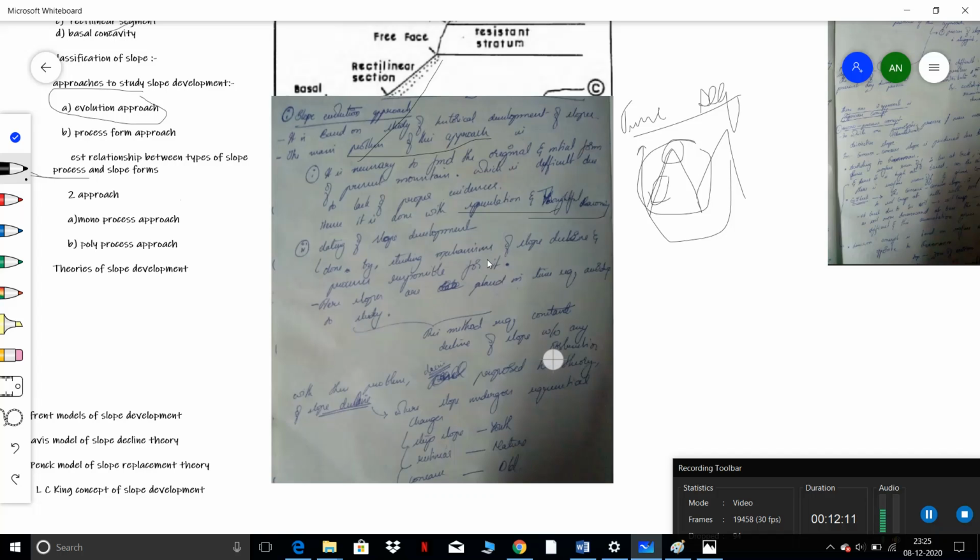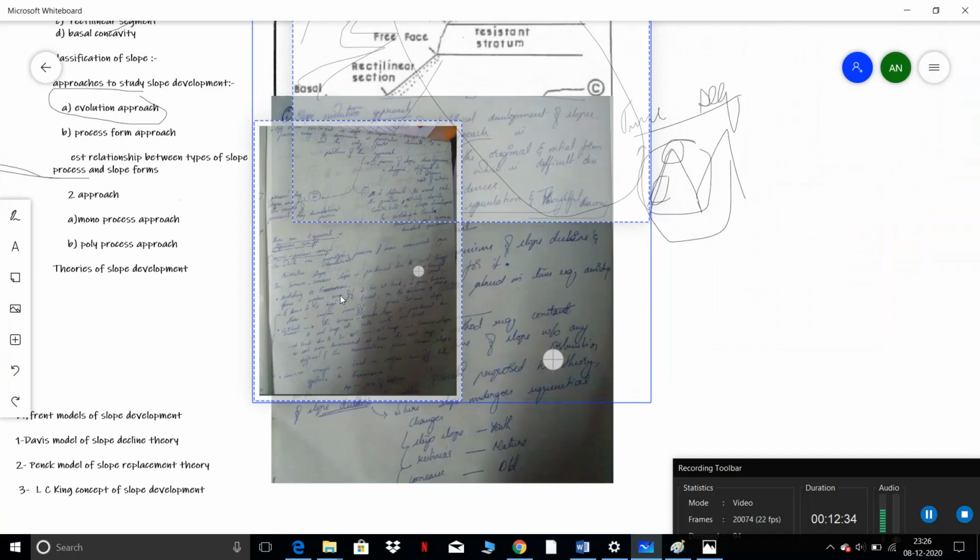According to which W.M. Davis developed the slope decline theory, which is very important from the exam point of view. Next is the process form approach.